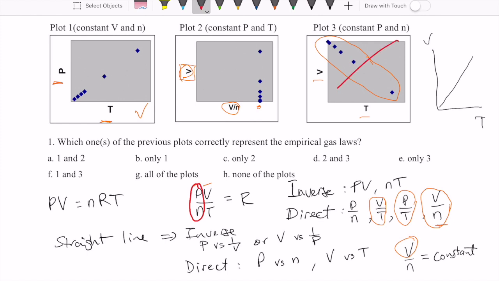So this last one then is the wrong plot. So then the correct answer is only 1 and 2, which is answer A right here.